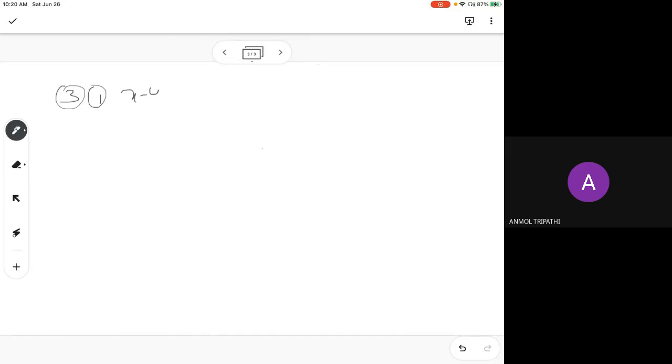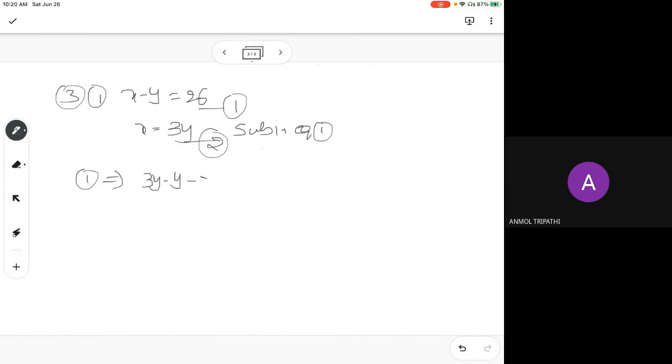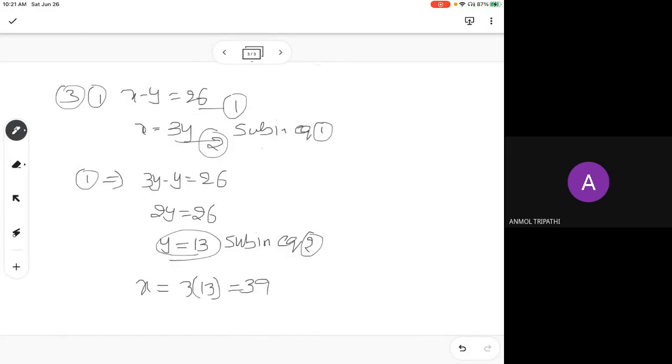So x minus y is equal to 26, x is equal to 3y. This is the first equation, this is the second equation. Directly substitute the second equation in equation number 1. Then the equation will be transformed to 3y minus y is equal to 26. From this, 2y is equal to 26 and y is equal to 13. This you substitute in equation number 1 or 2, that is up to your choice. If you substitute in the first equation, it will come easily. So we are going to get x equal to 39. So x is equal to 39 and y is equal to 13 is the solution of this system of equations.